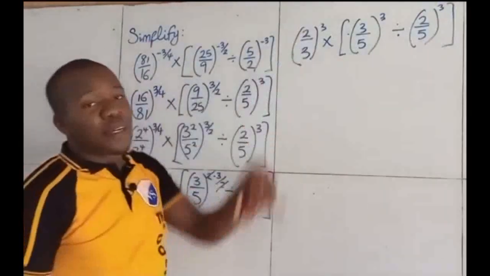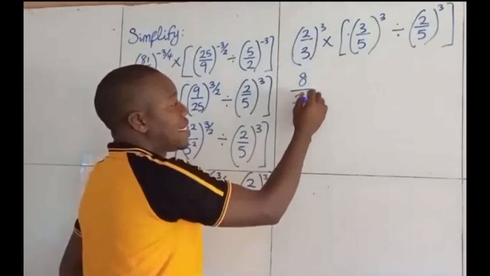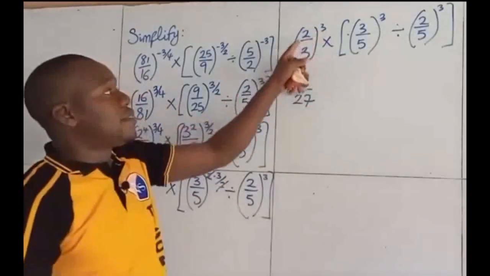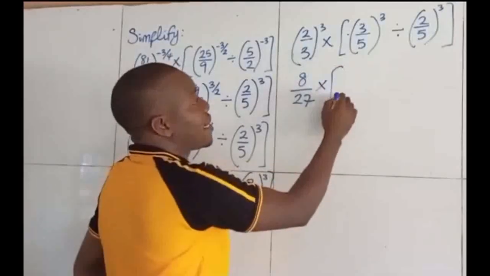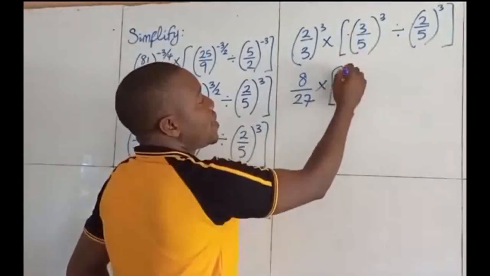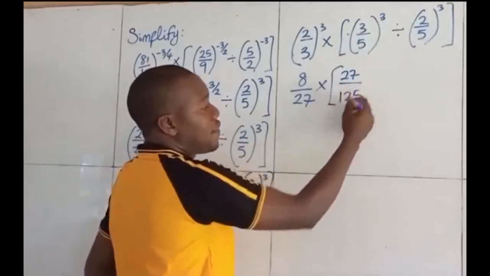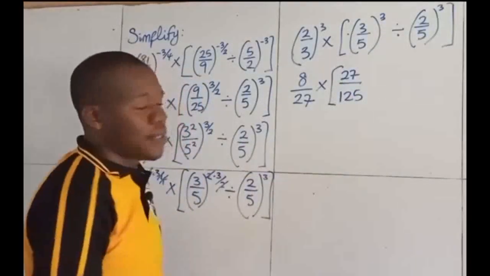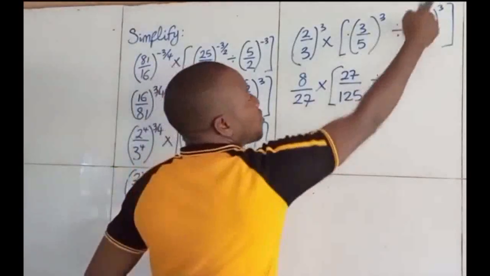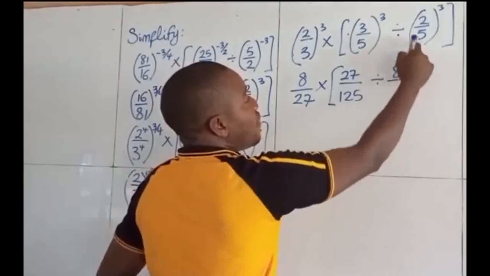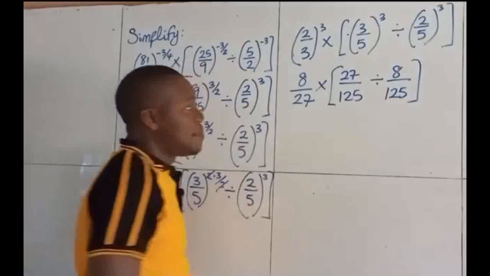What is 2 raised to power 3? 2 raised to power 3 is 8 over 3 raised to power 3 is 27, because the powers are for both numerator and denominator. Times, we have a bracket. 3 raised to power 3 is 27 over 5 raised to power 3 is 125. 5 times 5, 25. 25 times 5, 125. Divided by 2 raised to power 3 is 8 over 5 raised to power 3, 125. So we can simplify further.